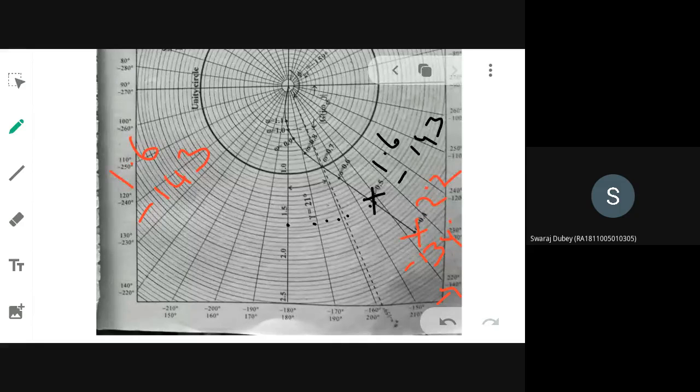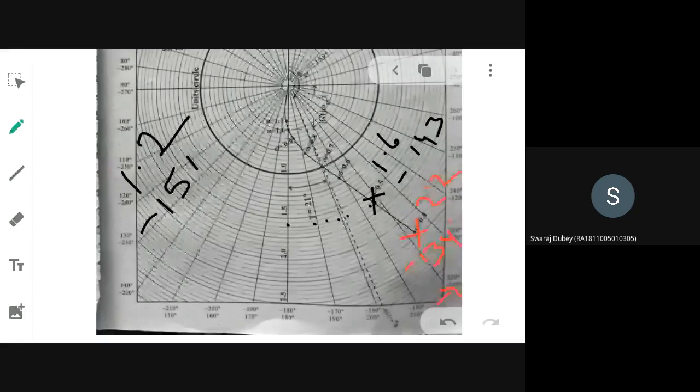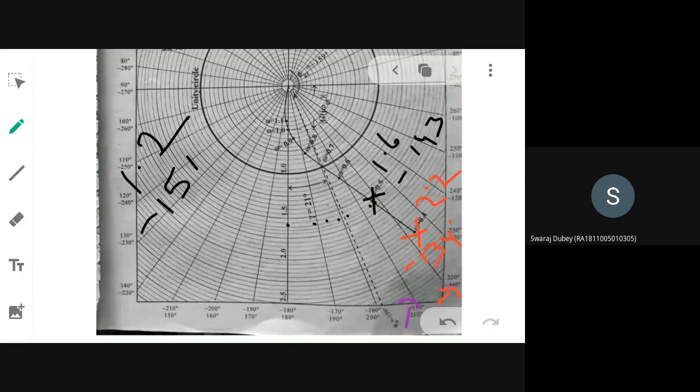What about your third? 1.2 is the magnitude and the phase angle is minus 151. So let's do it in a different color. So 1.2 will be somewhere here and 151 is over here. This is 1.2. Just I am circling it. So here I will have one point. So this is 1.2 and minus 151.